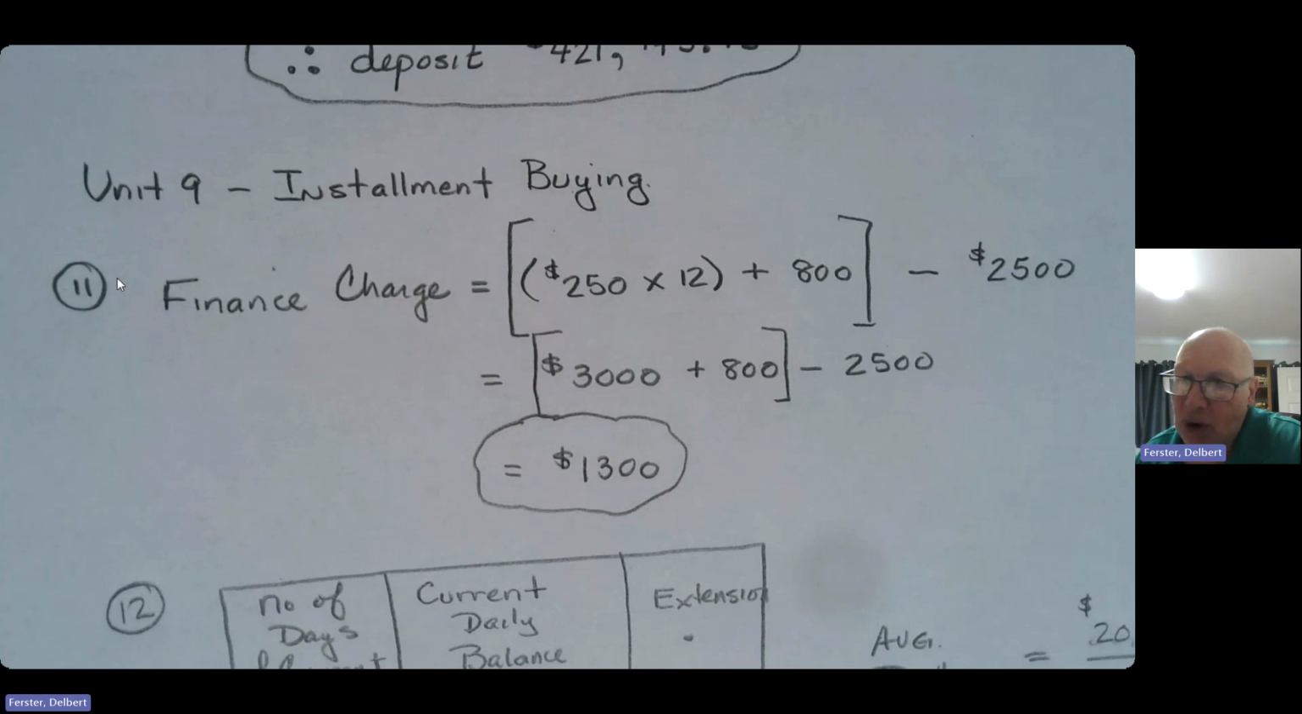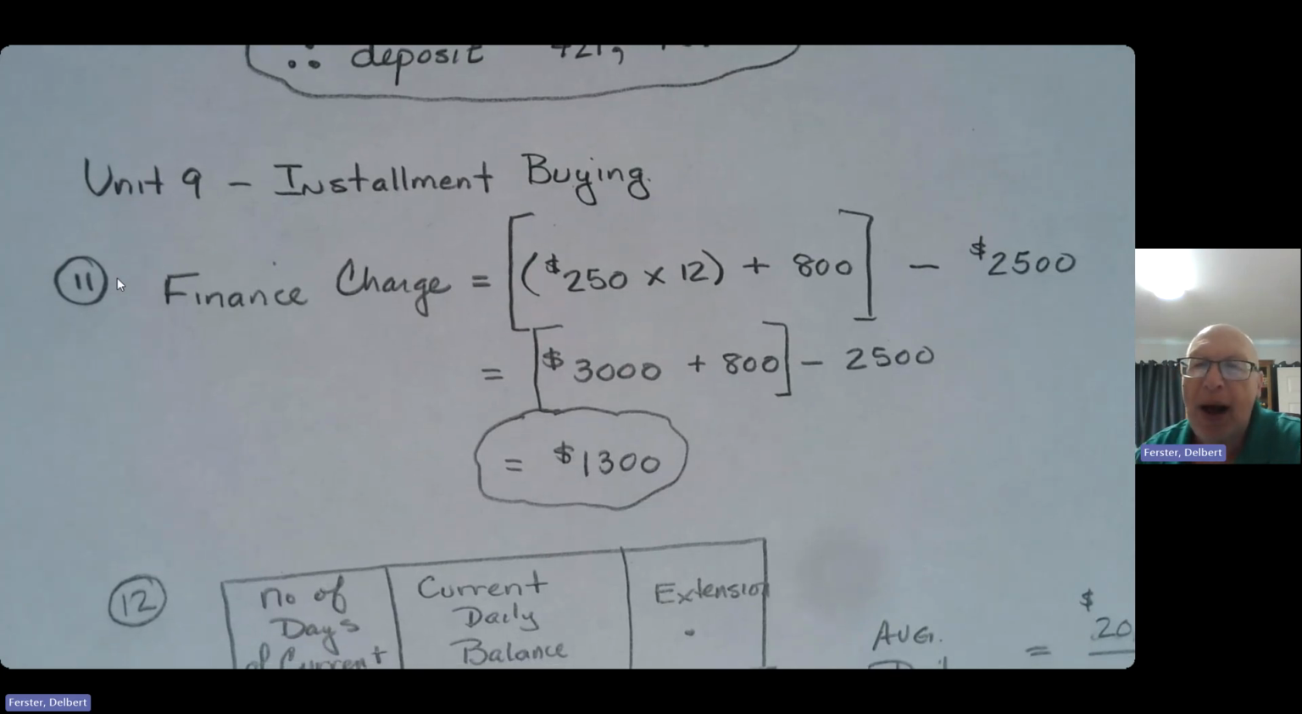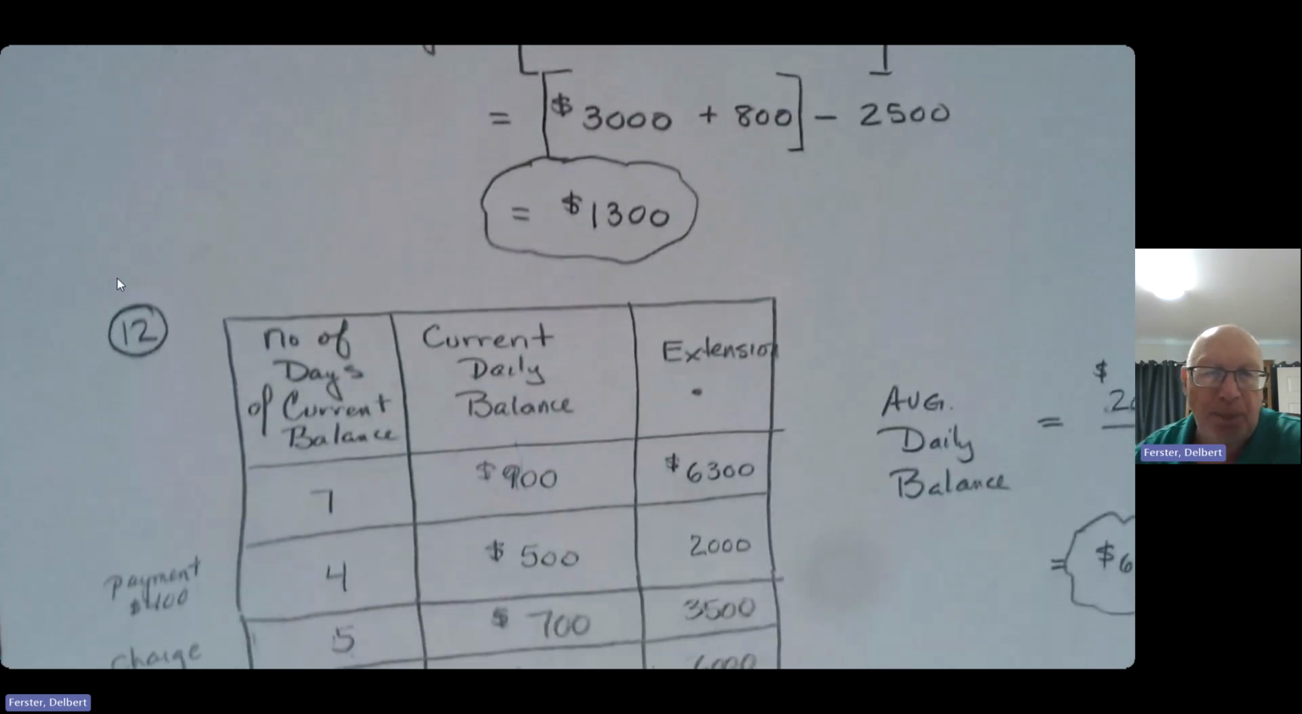He could have bought the thing for $2,500 cash, so the difference between those values will represent his finance charge, or how much he pays for the use of someone else's money over that series of 12 payments. The answer amounts to $1,300 on number 11. No biggie. Straight multiply, big old add, and a takeaway.